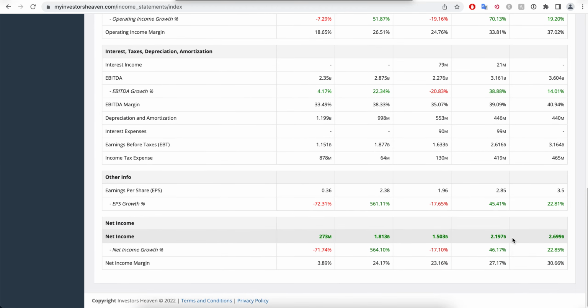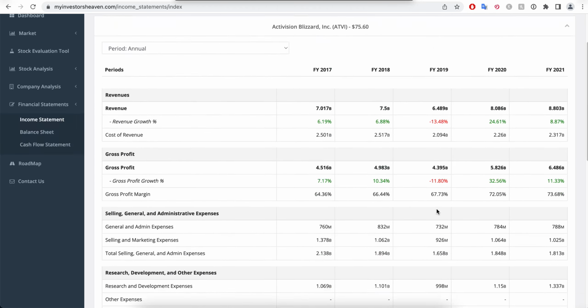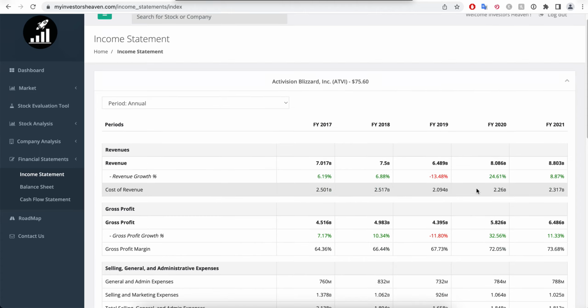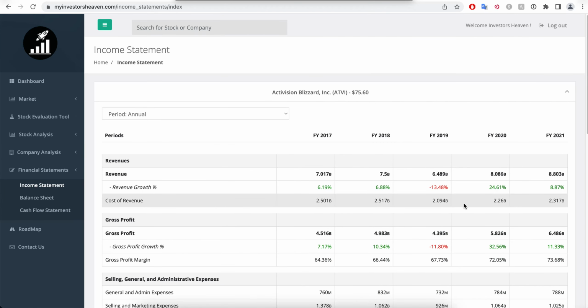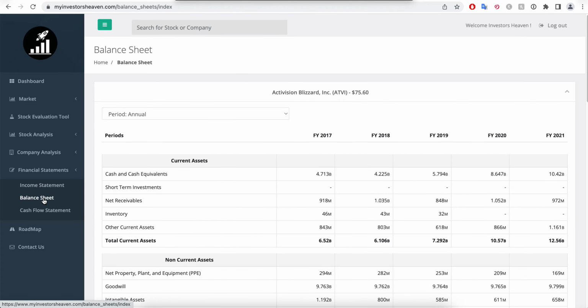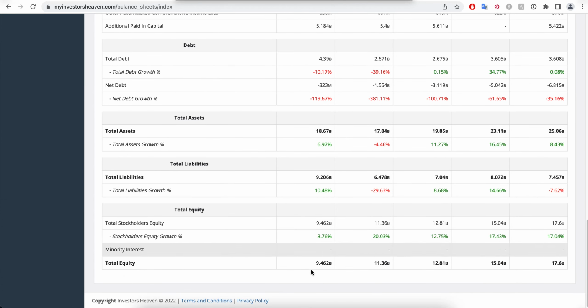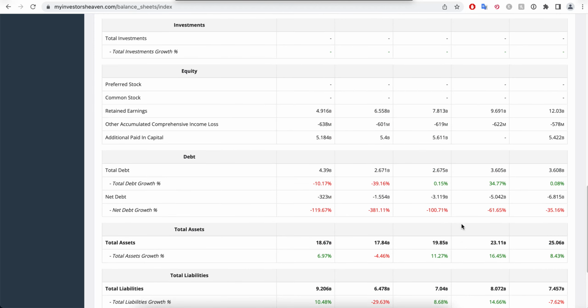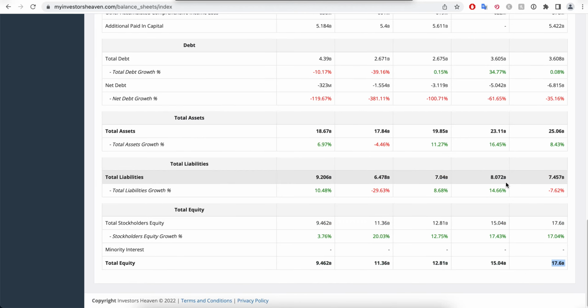but it has been increasing nicely over the next few years, so that's another good thing to see. Again, this is a gaming company, and so it has a lot to do with current trends and what kind of games they release, of course. So this is something important as well. Now, the total equity of the company has been increasing from 9.6 billion to 17.6 billion, with an additional paid-in capital that's pretty substantial here as well, as you'll see.